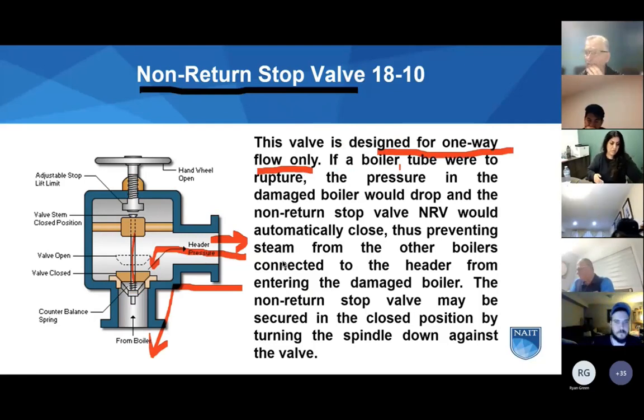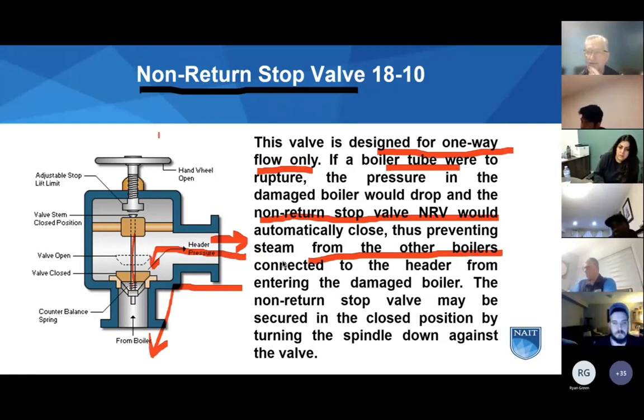Should a boiler tube rupture or a pressure drop from other means, the NRV or non-return stop valve will automatically close, prevent steam from other boilers or the header from entering the damaged boiler. And once that valve closes, you can wind the hand lever down to hold the disc shut.